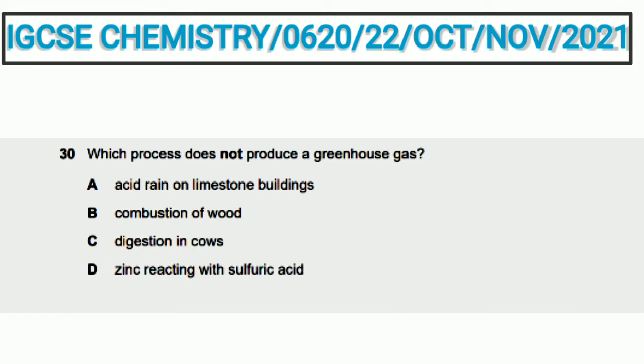30th question. Which process does not produce a greenhouse gas? Acid rain on limestone buildings produces carbon dioxide. Combustion of wood also produces carbon dioxide. Digestion in cows produces methane. Zinc reacting with sulfuric acid does not produce a greenhouse gas. So the correct answer is D. Zinc reacting with sulfuric acid does not produce greenhouse gases like methane or carbon dioxide.